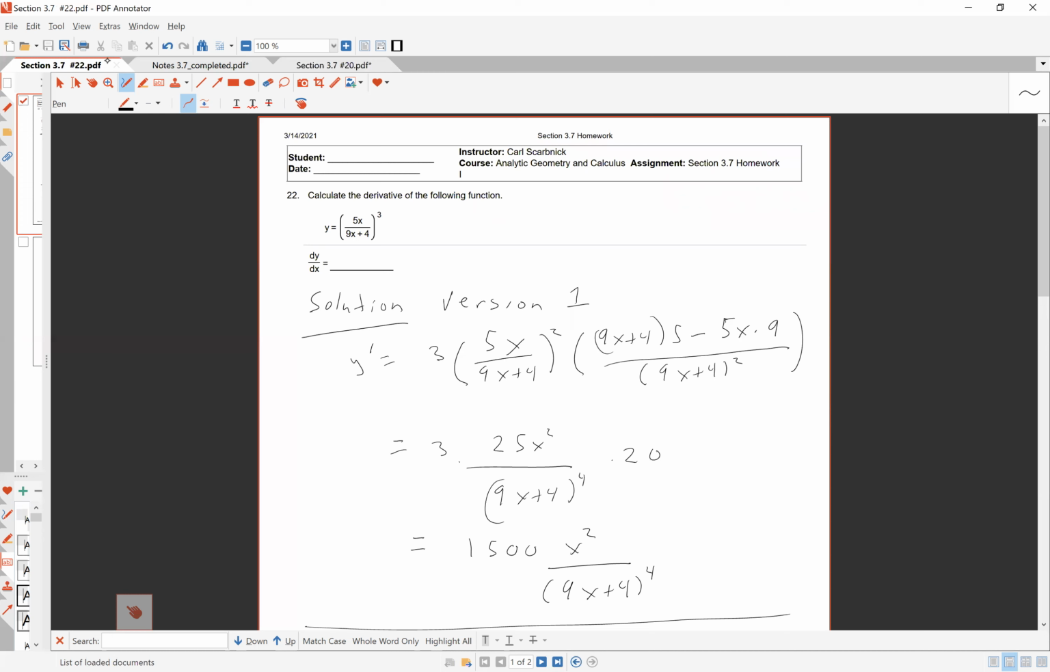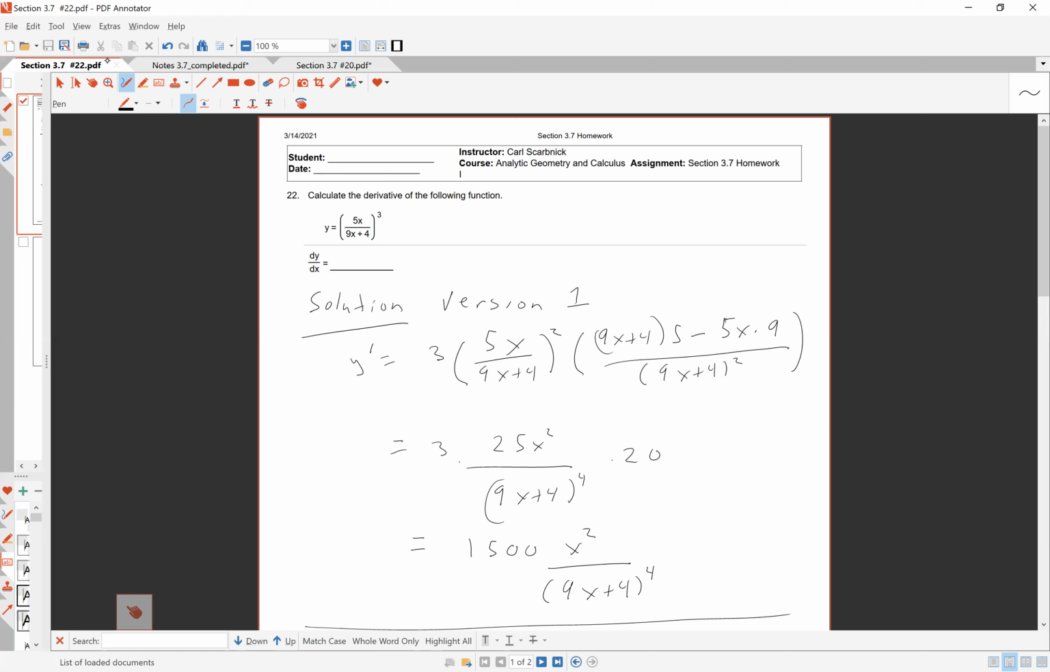Okay, so once again, students, you actually don't need to, theoretically, you could expand 9x plus 4 cubed. You could write it as 125x cubed over 9x plus 4 quantity cubed and expand 9x plus 4 cubed. Again, I think that's a lot of work. Plus, the whole goal here is to use the chain rule. So I'm just doing it this kind of faster way.